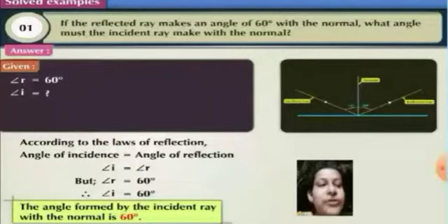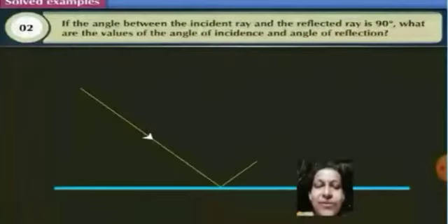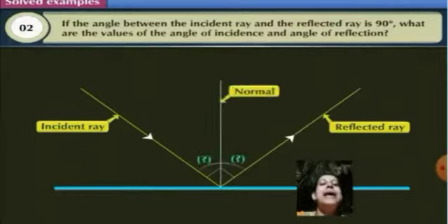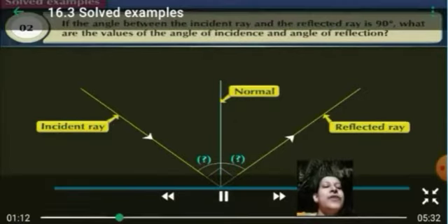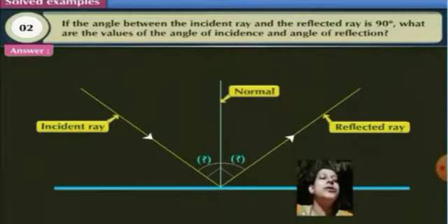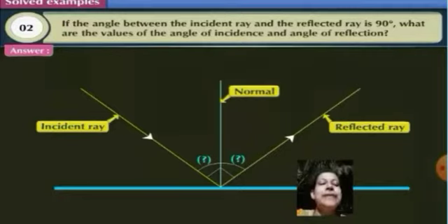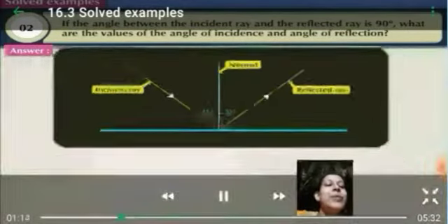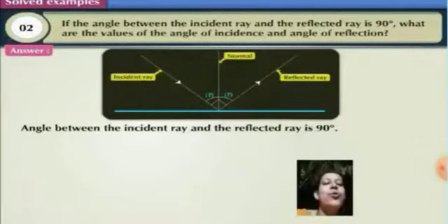Now let us go for the second solved example, right? So here, if the angle between the incident ray and the reflected ray is 90 degree, what are the values of the angle of incidence and angle of reflection? Okay, so here you have to pay attention that now you can see in this figure the incident ray, which is also nothing but AO. Okay, the incident ray is AO. Then we have reflected ray as OB.